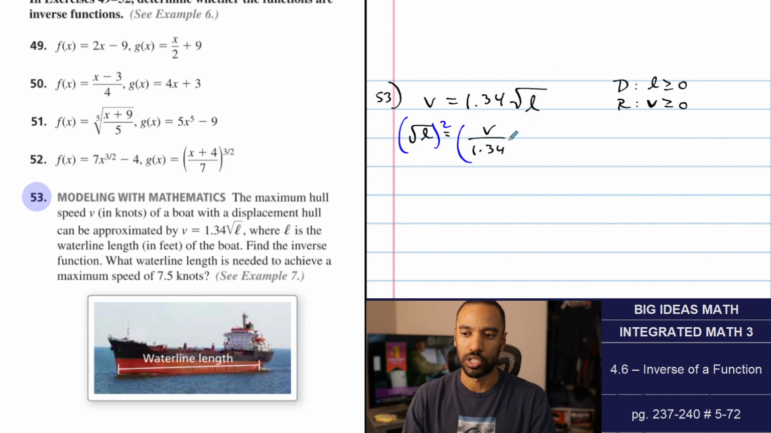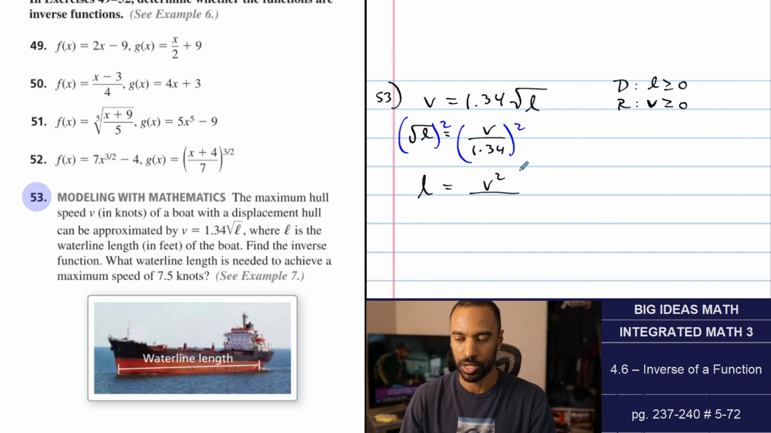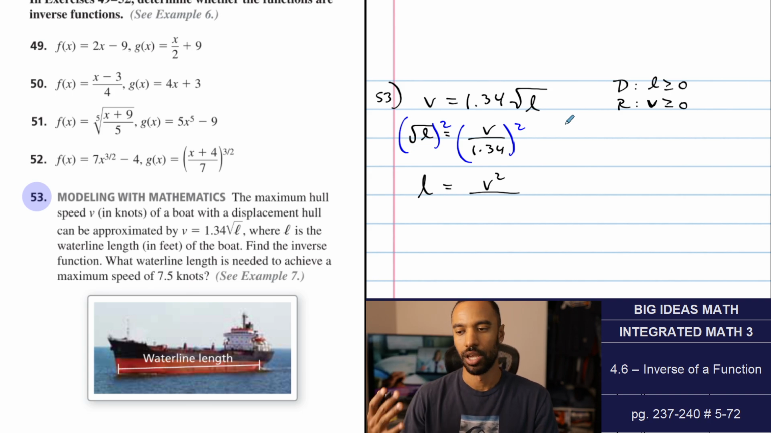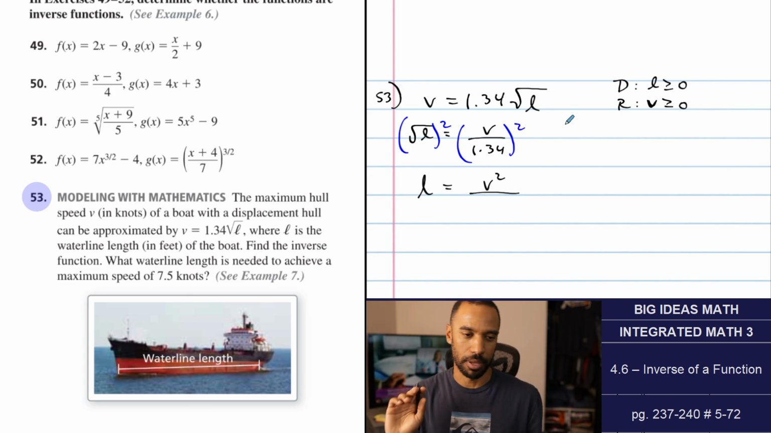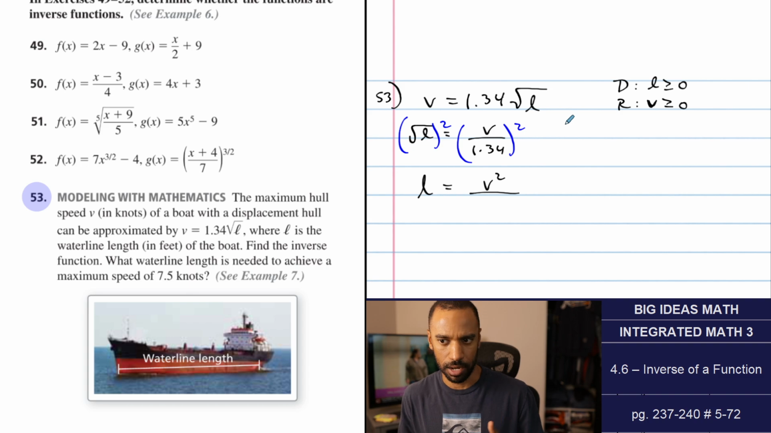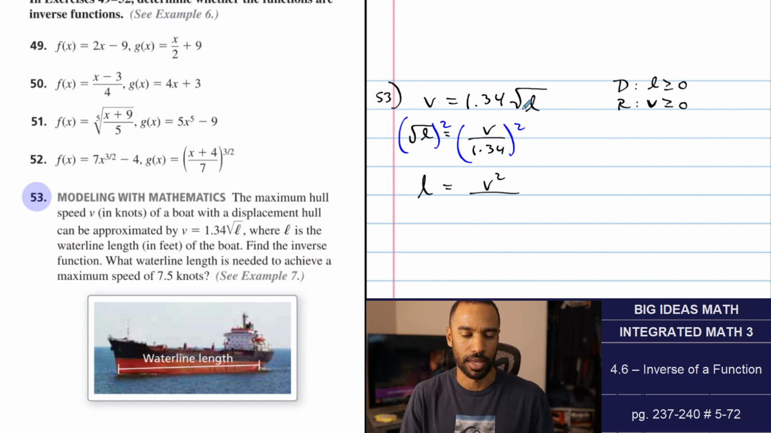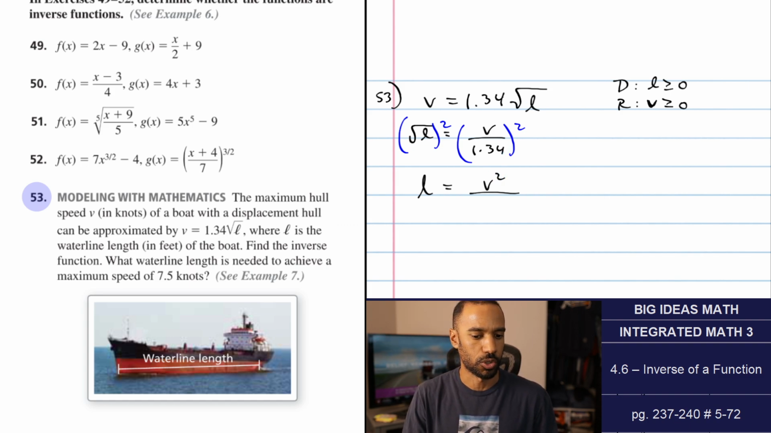Notice how I'm not switching V and L. This is the kind of thing where the problem in context wouldn't make sense to actually do a switch. When they say find the inverse, we're going to make output become input, but we're not treating them as X and Y anymore. They're just V and L. So I want to figure out the waterline length based off the speed as opposed to the speed based off the waterline length. Anyway, we're not doing an actual switch here, but we are solving for the other variable, if that makes sense.